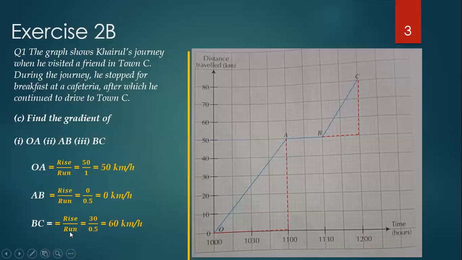So slope is rise upon run, which is equal to 30. Rise is 30: 10, 20, 30, each representing 10 units. Over run, which is half hour, this minus this. So 30 divided by 0.5 is 60.